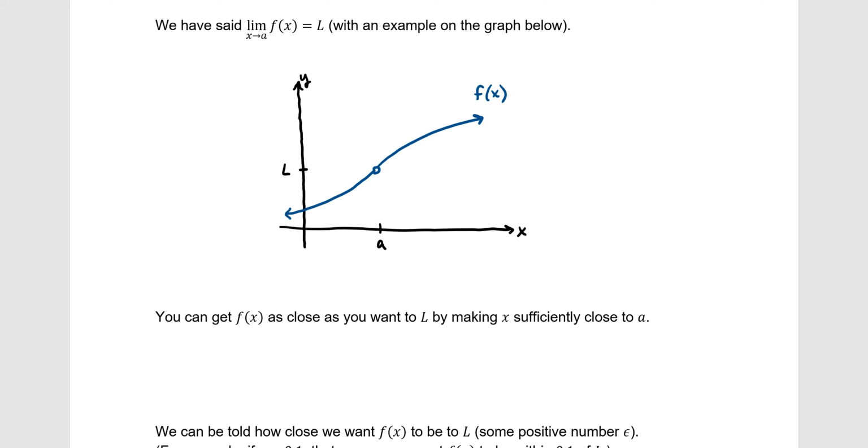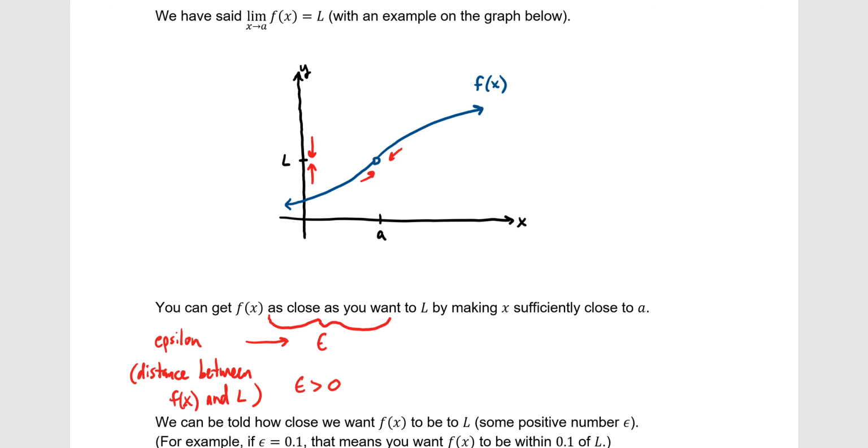Now we're going to define what the terminology closer and closer to L means. We can get these y values closer and closer to that y value of L, and we're going to call that distance epsilon. It's the Greek letter epsilon. Epsilon is going to be a positive number, so greater than 0, and it represents the distance between f of x and L.